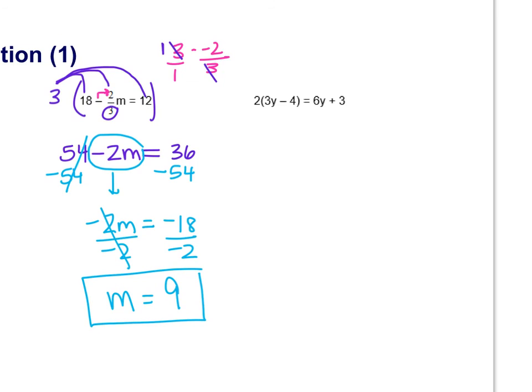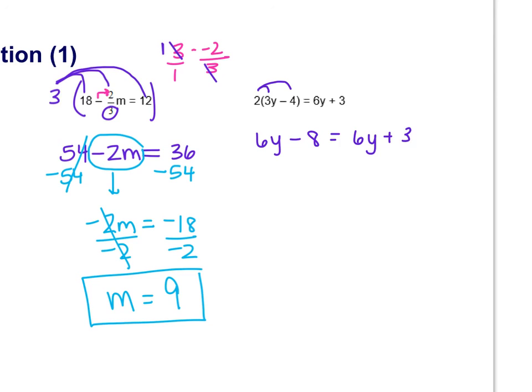Last one for this video. Doing any simplifying first, you can see the parentheses, so we want to take care of that distributing first thing. We're going to go ahead and distribute the 2. 2 times 3y is 6y. 2 times negative 4 is negative 8. And then equals 6y plus 3.